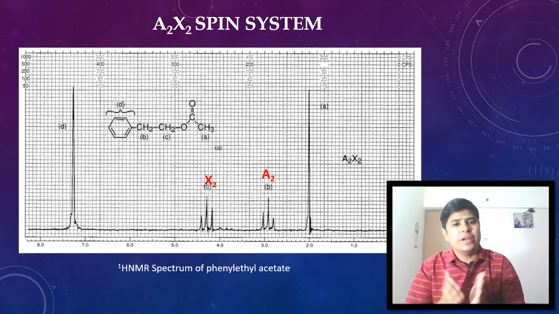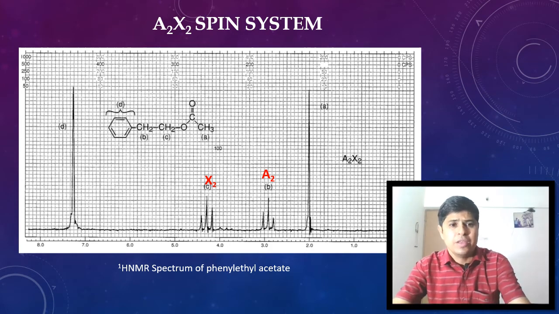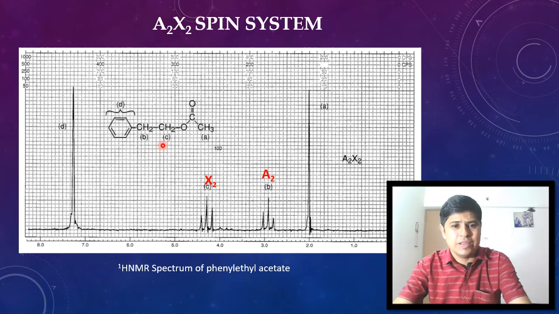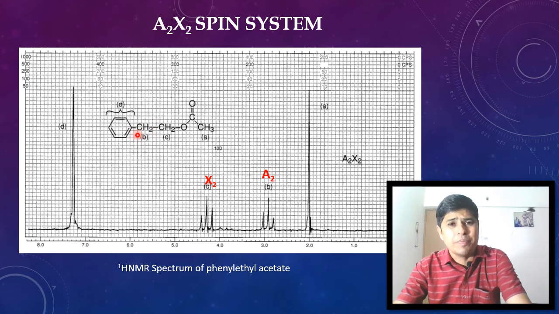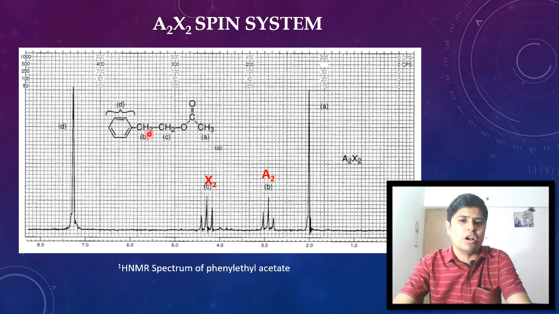Now let's see the 1H NMR of phenyl ethyl acetate. This is a phenyl, and this is ethyl acetate. The phenyl ring is attached to the ethyl group of ethyl acetate, hence it is phenyl ethyl acetate. Here also we are not going to talk about these phenyl ring protons and also this acetoxy group proton. Here we are going to talk only about these two CH2.